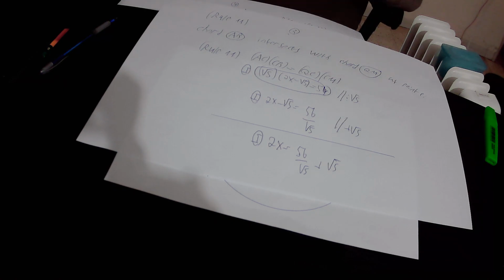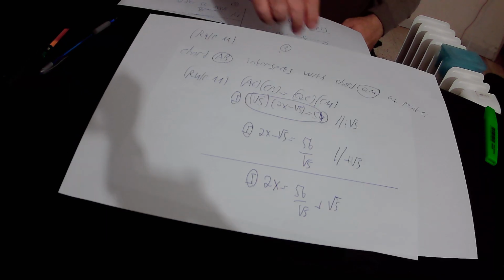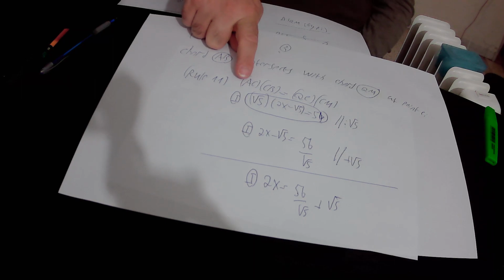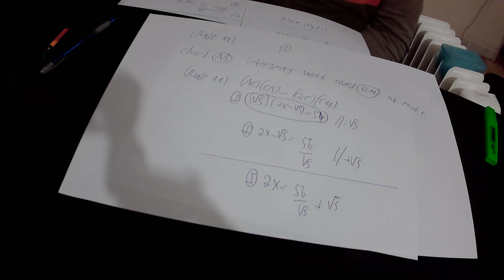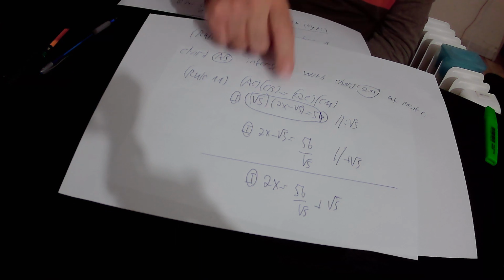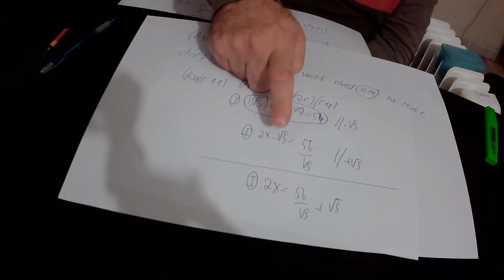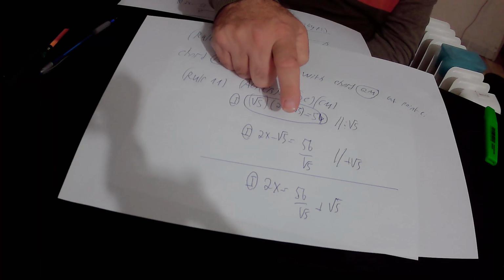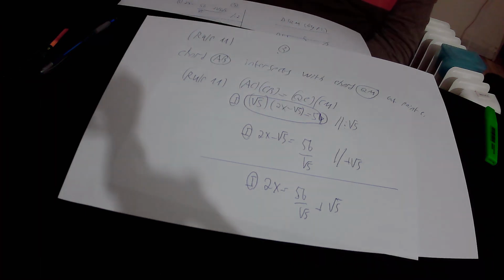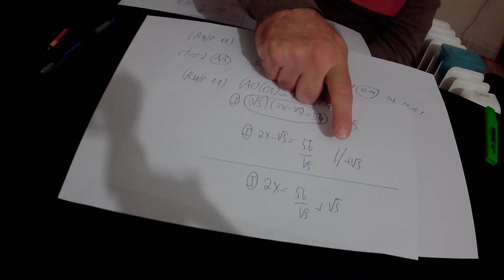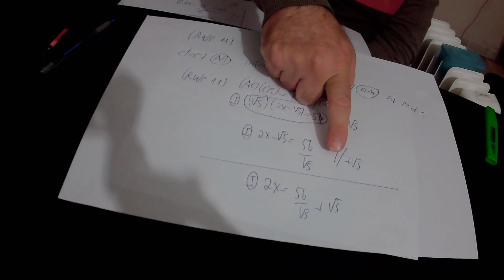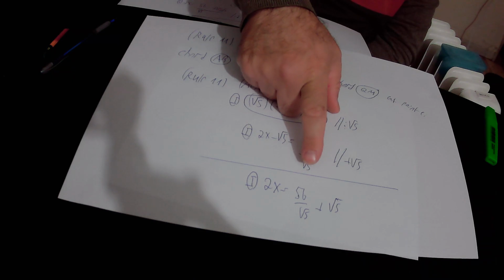So, according to equation number 1, square root of 5 times 2x minus square root of 5 equals 5b. Here we divided equation number 1 by square root of 5, and found that 2x minus square root of 5 equals 5b over square root of 5. Then we added square root of 5 to this equation, and found that 2x equals 5b over square root of 5 plus square root of 5. Then we multiplied square root of 5 by square root of 5, and divided it by square root of 5 in order to come out of this expression.